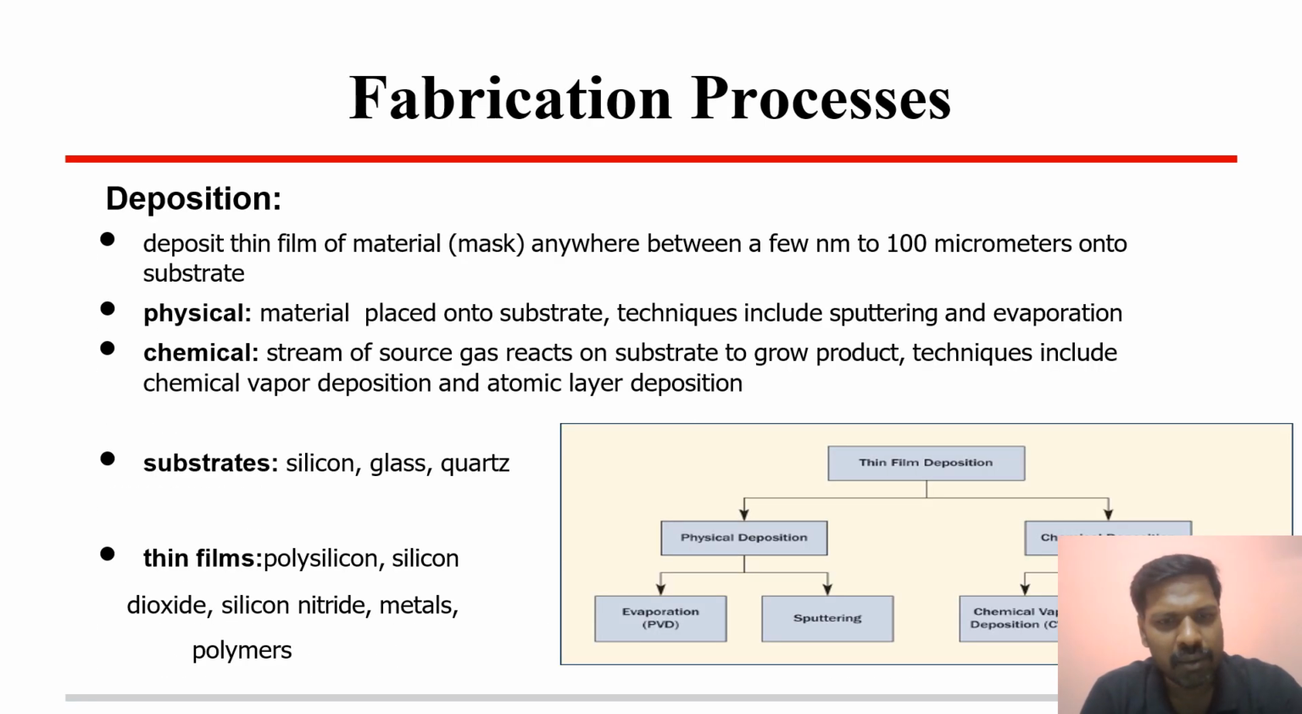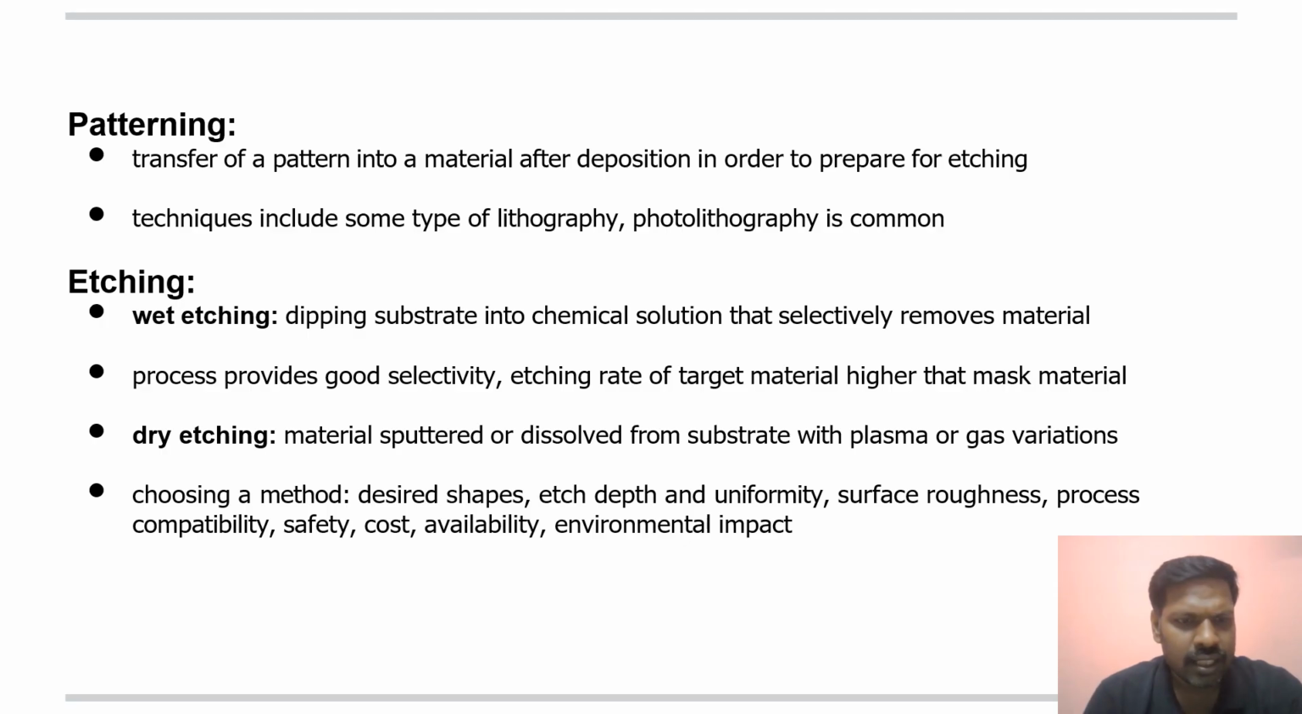And then the MEMS fabrication process. To build MEMS devices, special fabrication processes are used. The three main processes are deposition, patterning, and etching. Deposition process. In deposition, a thin layer of material is placed onto the substrate. This layer can be only a few nanometers thick or up to several micrometers. There are two main types, physical deposition and chemical deposition. Common materials include silicon, metals, oxides, and polymers.